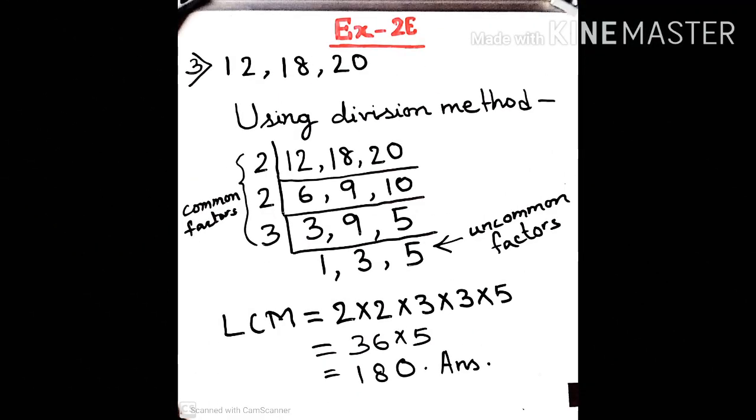Okay. Now next is question number 3. We have to take out the LCM of 12, 18 and 20. So here we have used the division method. Write 12, 18 and 20 side by side.